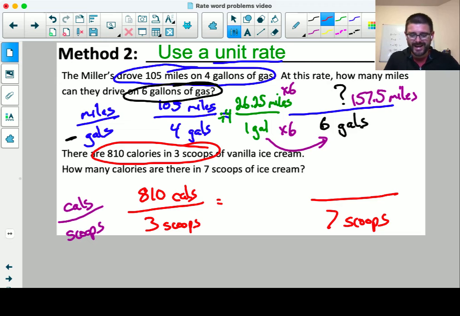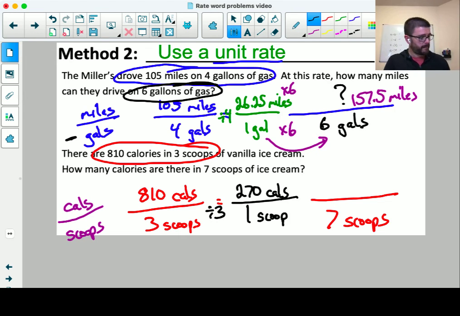Well, just looking at this, I know going from a 3 to the 7 is not going to be something that's easy to do. So I know I'm probably going to need to go to a unit rate in between. So to get to a unit rate, remember we always divide by our denominator. We're going to divide by 3. 810 divided by 3 gives me 270 calories. 3 divided by 3 is 1 scoop. So 270 calories in 1 scoop.